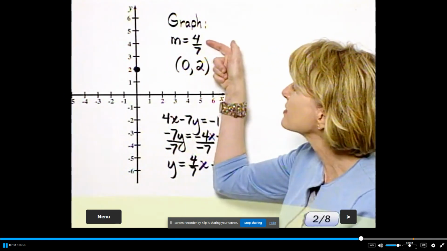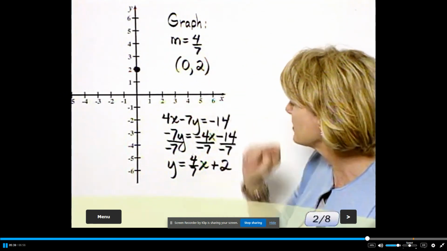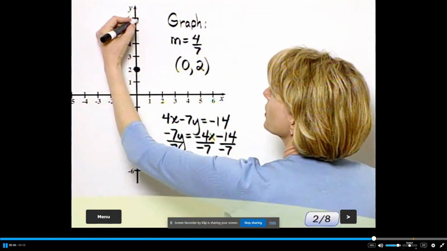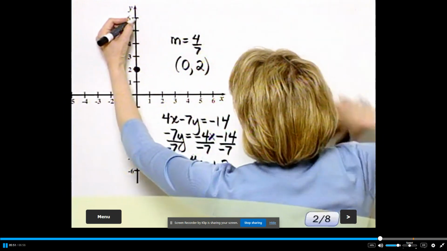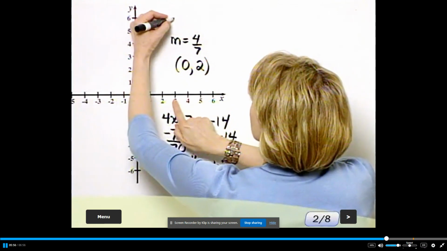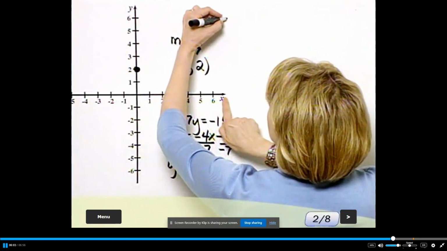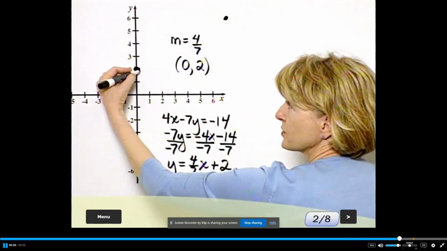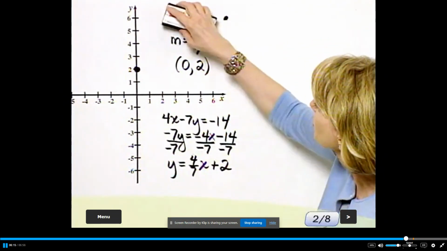Now I will rise 4 units and run 7 units. So rising 4, 1, 2, 3, 4. And now let's run 7 units. 1, 2, 3, 4, 5, 6. And then I can place one more tick mark here. So there is 7. So here is my y-intercept. From there, I rise 4, run 7. There is another point on the graph.